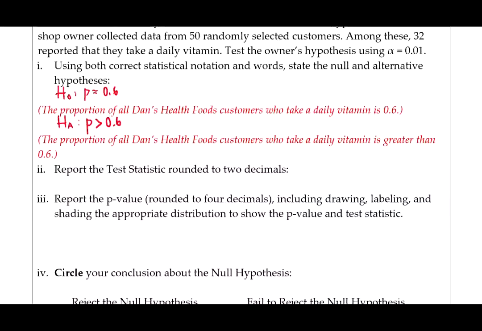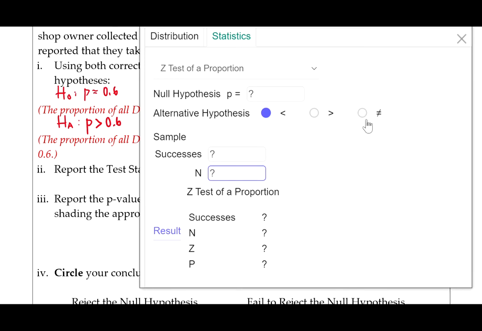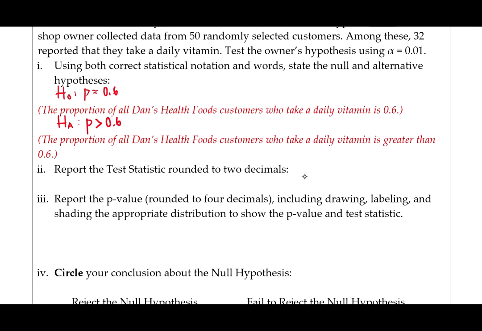Report the test statistic rounded to 2 decimals. We're going to do this in GeoGebra. I've opened a probability calculator, and I'm in the Statistics tab, and I've selected the z-test of a proportion. The claimed p that goes in the null hypothesis is 0.6. We have a greater than, so I'll highlight that button. The number of successes were the 32 individuals who take a daily vitamin out of my sample size of 50. My test statistic is given to me right here in the output as the z. So it is 0.58 rounded to 2 decimal places.